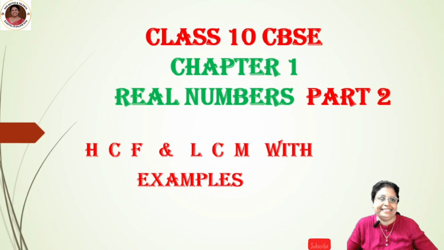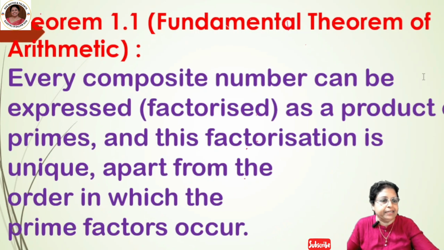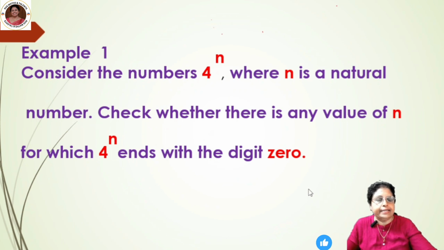This is the Fundamental Theorem of Arithmetic. That is, every composite number can be expressed as a product of primes, and this factorization is unique apart from the order in which the prime factors occur. That means any composite number can be factorized in a unique way into prime factors. That's the theorem. Let us see some examples based on this theorem.